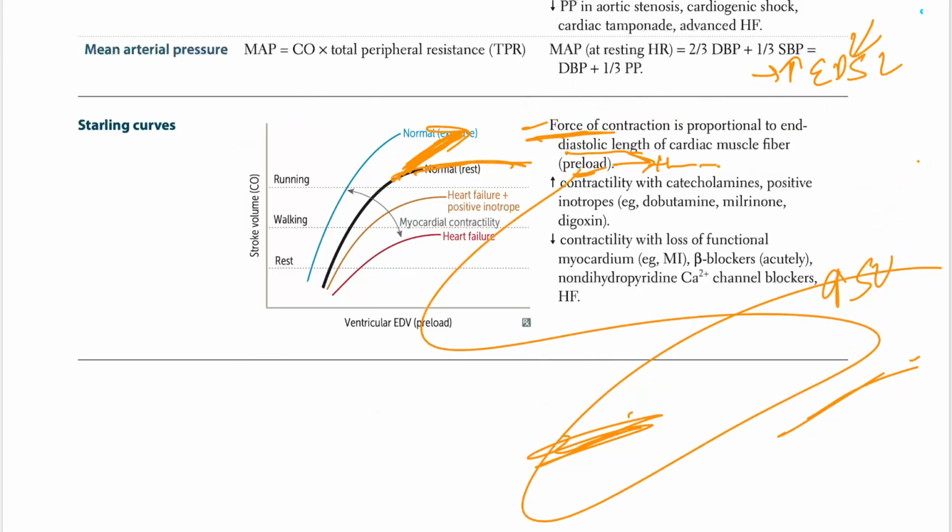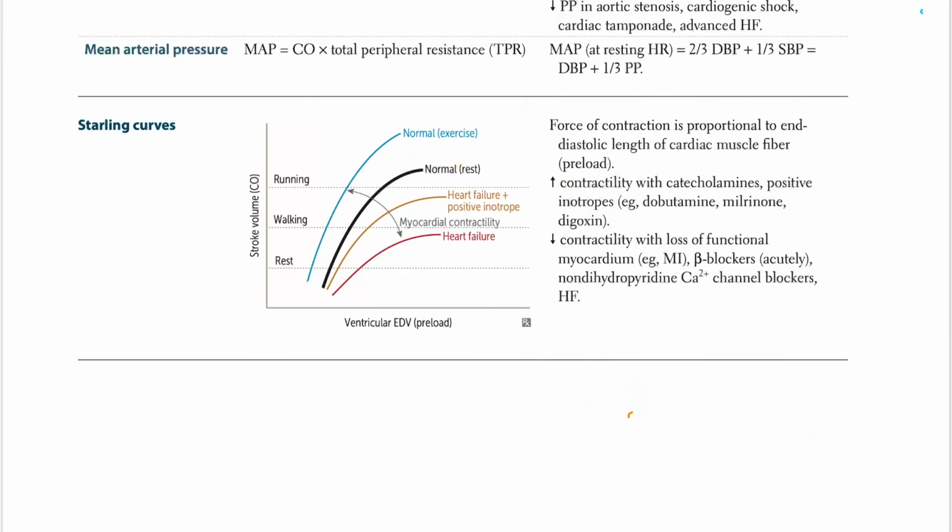So now let's look at the factors affecting it. First, an increase in contractility with catecholamines and positive inotropes like dobutamine, milrinone, and digoxin. A decrease in contractility occurs with loss of functional myocardium, for example MI, with beta blockers acutely, with non-dihydropyridine calcium channel blockers, or even in heart failure. For example, on the left side you have a pretty nice one. This is normal. It goes towards the left with normal exercise, and all of these factors play in. All of these increase contractility, right?